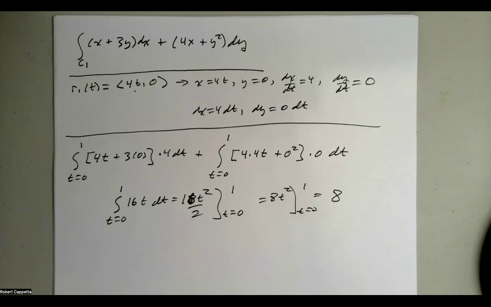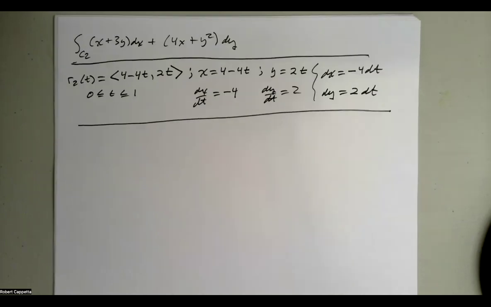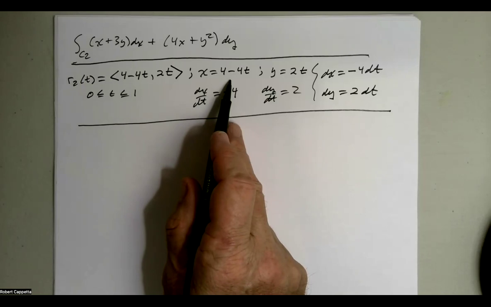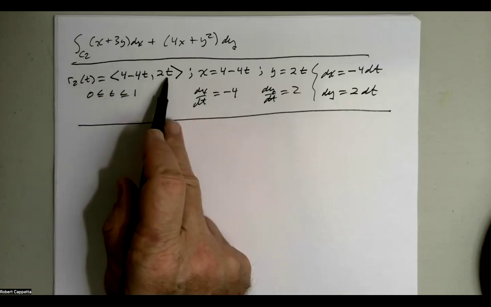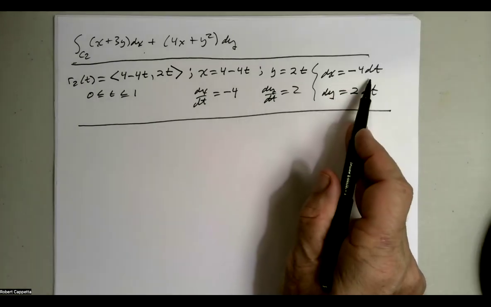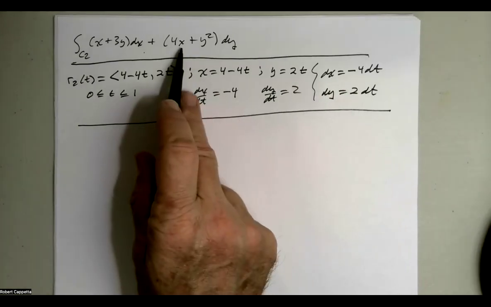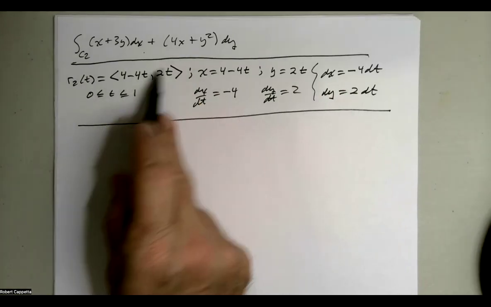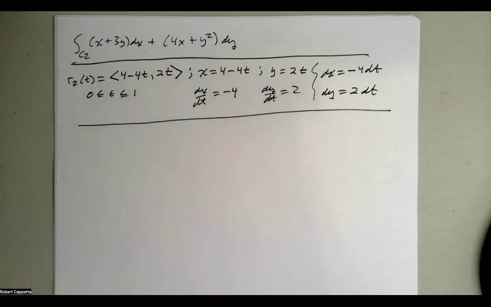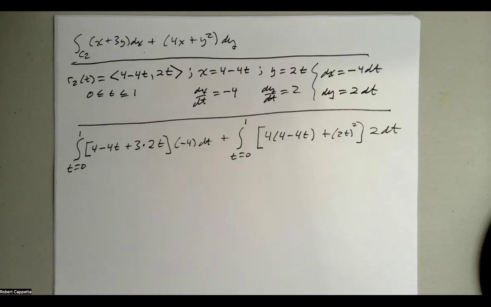Now let's go ahead and do that over C2. So doing all the substitution, x will be 4 - 4t, y will be 2t. dx/dt is -4, so dx is -4 dt. Similarly, 4x will be 4 times (4 - 4t), y squared will be (2t) squared, and dy will be 2 dt. So let's make those substitutions. There are the integrals, and let's simplify those and evaluate them.